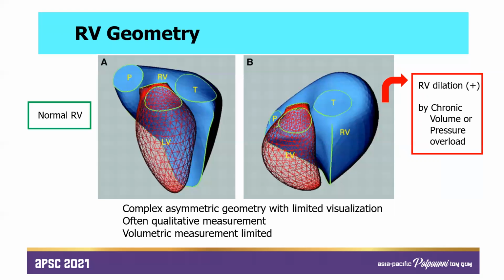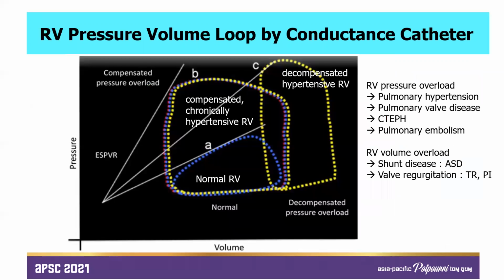As we know, RV geometry is quite complex, like the three-dimensional reconstruction of the RV illustration. RV remodeling in diseased hearts can result in profound shape change with RV dilation caused by chronic volume or pressure overload. This is the RV pressure volume loops obtained by a conductance catheter.